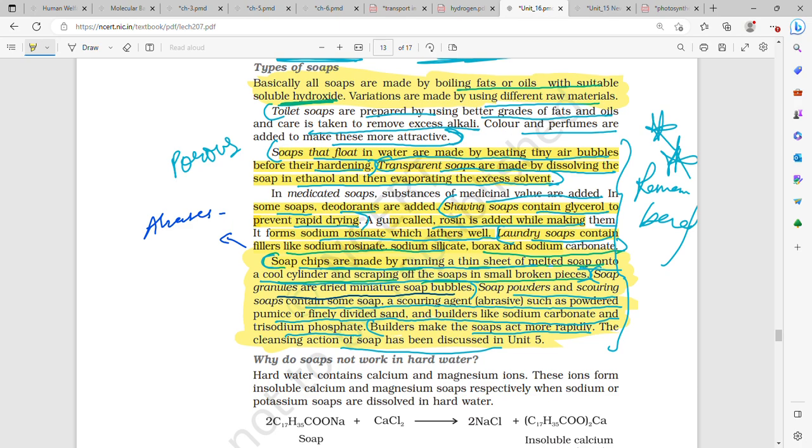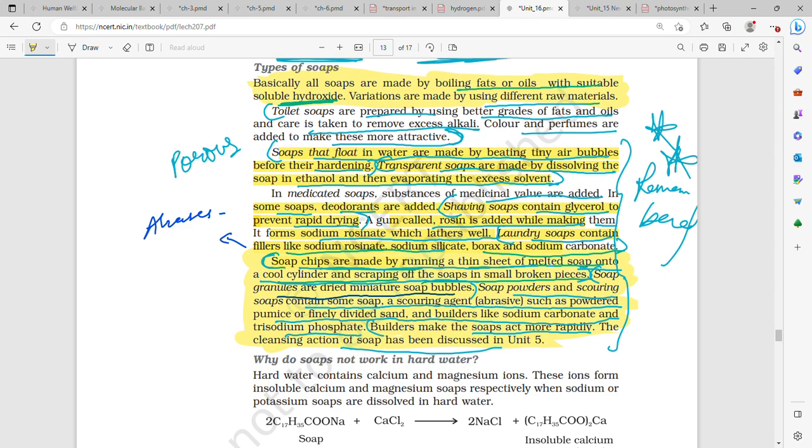Then soaps which float in water are made by beating tiny air bubbles into it, therefore they float in water. Transparent soaps are made by dissolving the soap in ethanol and evaporating the excess solvent. Then medicated soaps: substances of medicinal value are added in some soaps. Then in some soaps, deodorants are added for smell and fragrance. Then shaving soaps contain glycerol. Why? To prevent rapid drying.